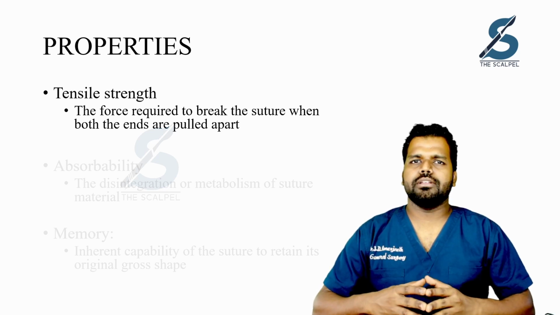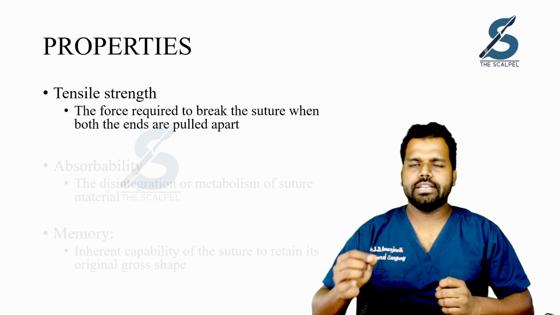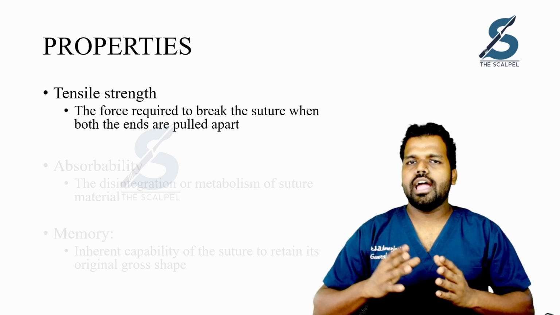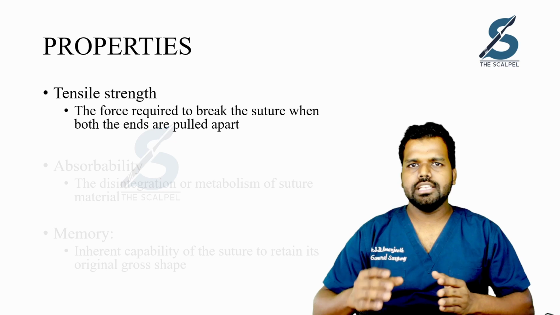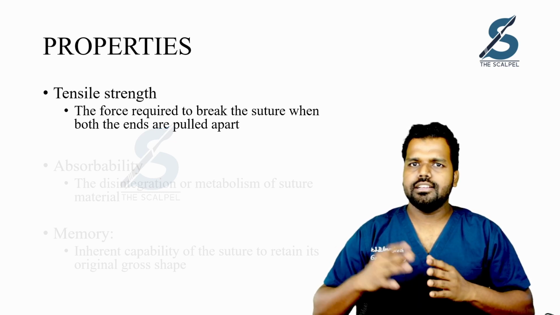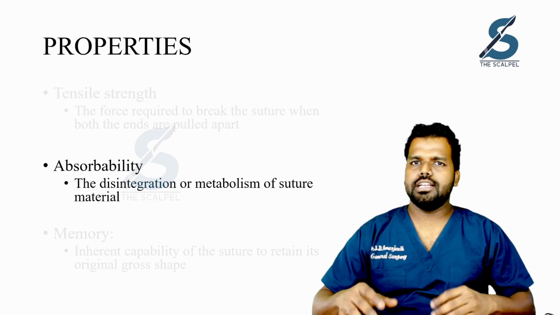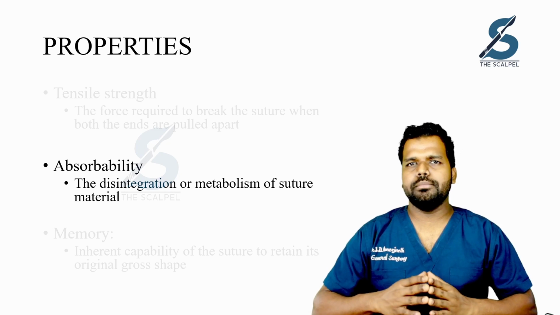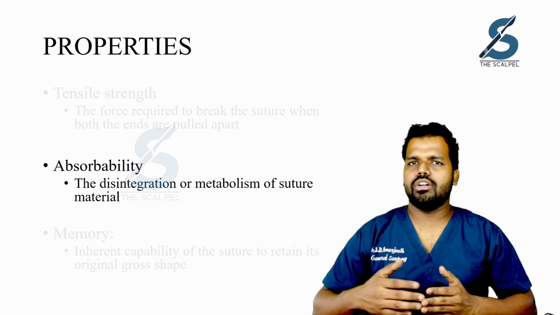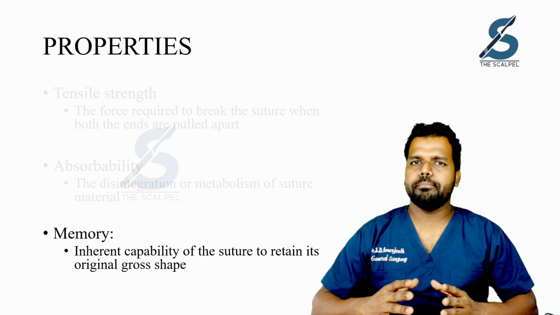Let us take an example. For catgut, the tensile strength lasts from a week's time to 10 days, but the absorption time is 70 days. So after the duration of 1 week to 10 days, it does not function as a suture and is just retained there till 70 days for it to get absorbed. The second property is absorbability. It basically means whether the suture is getting absorbed by enzymatic degradation or hydrolysis, or it is a non-absorbable suture material.